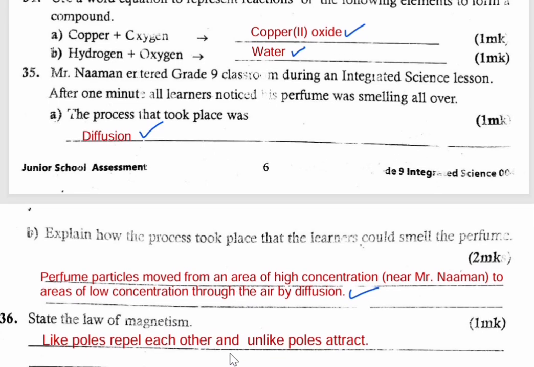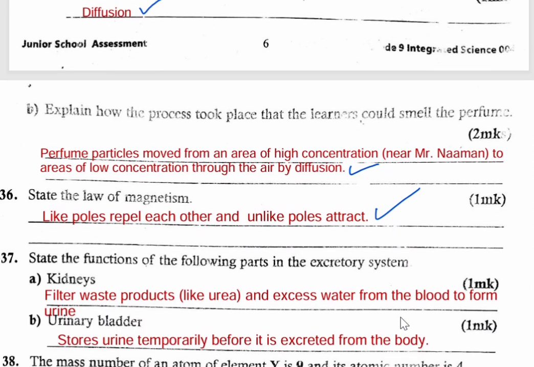Question 36 is saying, state the law of magnetism. So for magnetism, we know that like poles repel each other and unlike poles attract each other. This means that a north pole is going to repel another north pole, or a south pole is going to repel another south pole. But when you have two unlike, for example, a north and a south pole, they are going to attract each other. This is basically true even as for human beings. It is a basic law of the universe whereby like genders repel each other and unlike attract each other. So for magnetism, that is the law. It says that like poles repel each other and unlike attract each other.